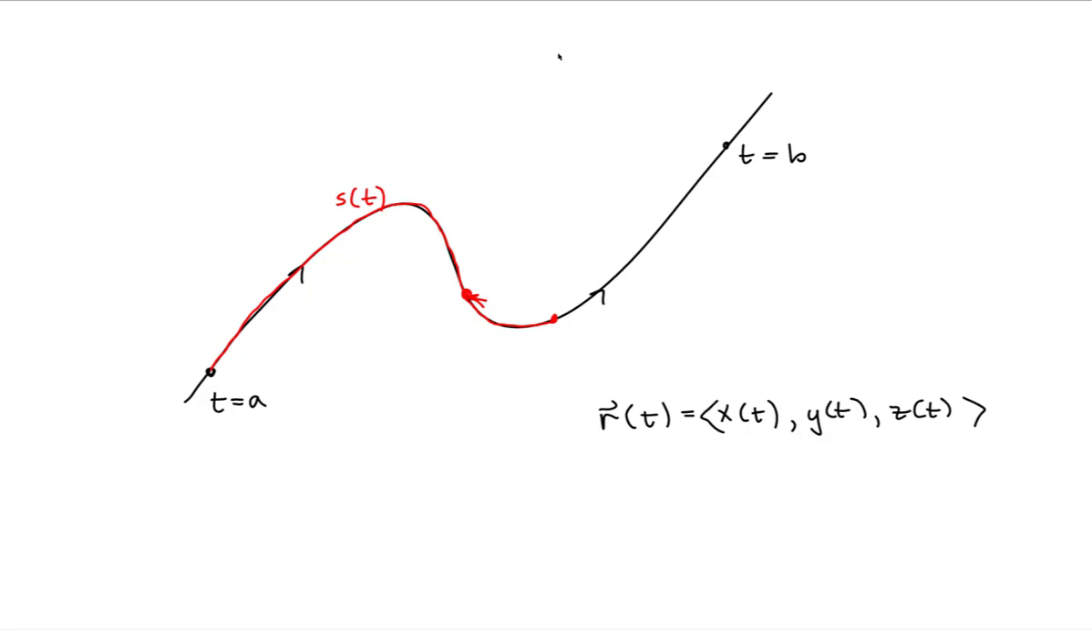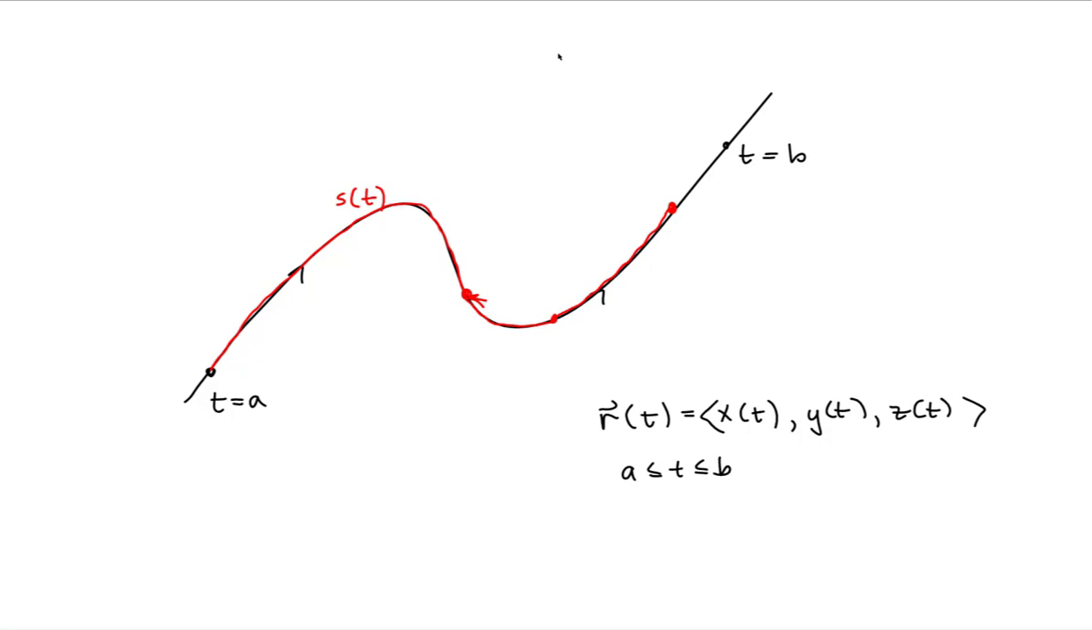If we go to another value of t, we'll have another value for the arc length. So that's what the arc length theorem tells us: it gives us an expression for the arc length as a function of the parameter, as long as our position vector function is differentiable in the closed interval from a to b.